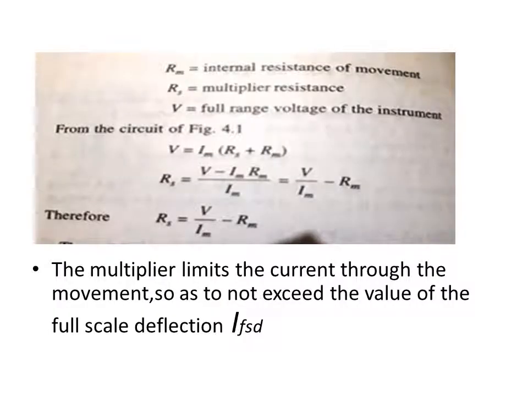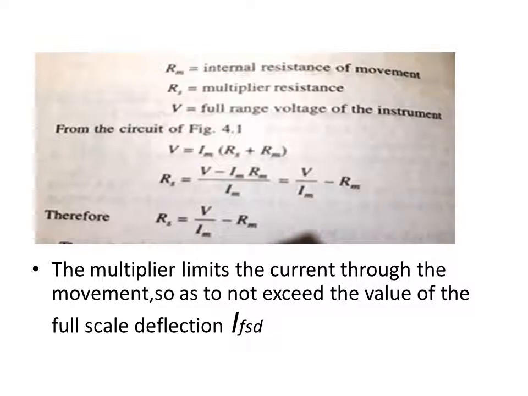Next we will see the calculation for a DC voltmeter. RM is equal to the internal resistance of the movement, RS is the multiplier resistance, V is equal to the full range voltage of the instrument. So from the circuit, V is equal to IM into (RS plus RM). RS is equal to (V minus IM RM) upon IM. So by dividing by IM, RS is equal to V upon IM minus RM. This is the final equation of RS.